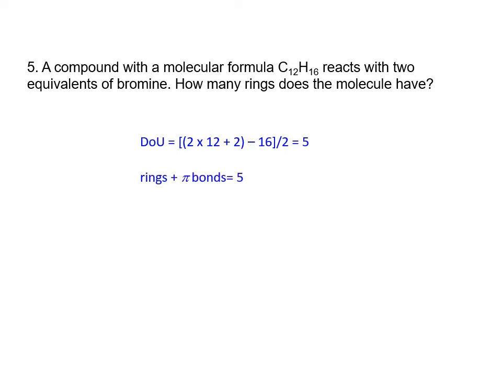That means total of 5 rings and pi bonds. From the reaction with bromine, there is reaction with 2 equivalents of bromine. We know that there are 2 pi bonds, which means there are 3 rings in the molecule.